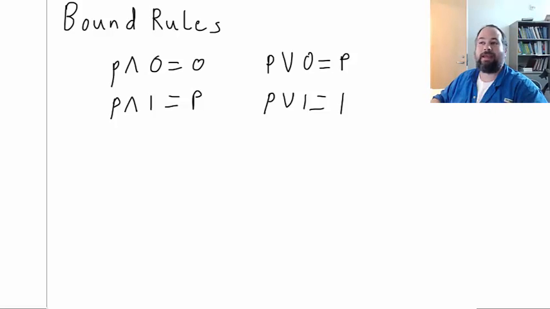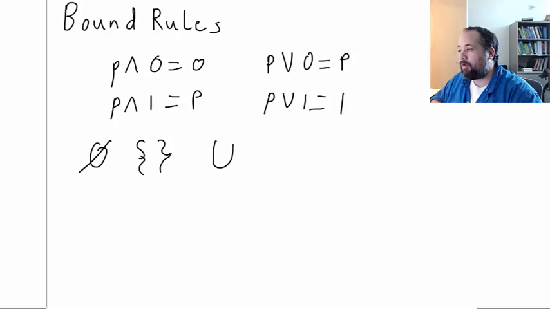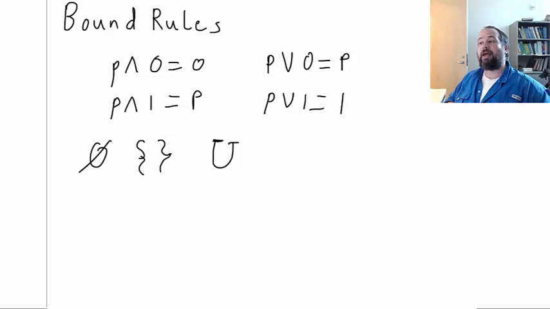Do we have the same thing with set theory? Yes, right? What is the equivalent of 0 for set theory? It is the empty set, right? It is a set with no members. What is the equivalent of 1 with set theory? That is our universal set, with my fancy U there, right? The universal set is everything.